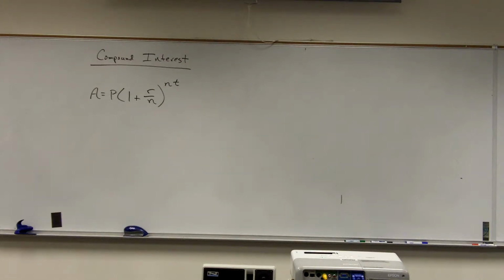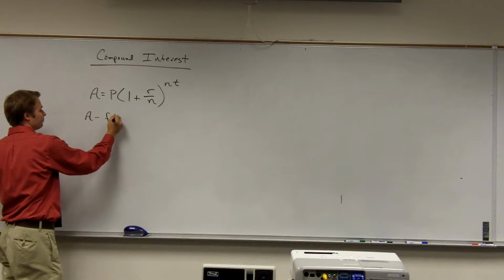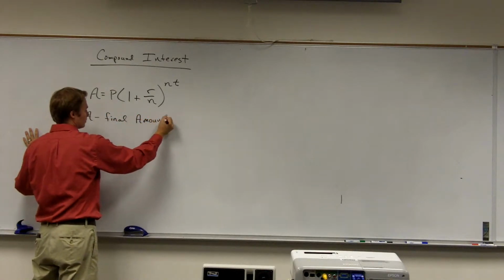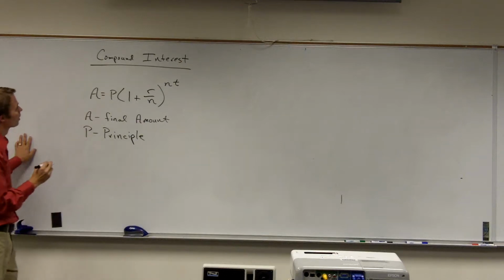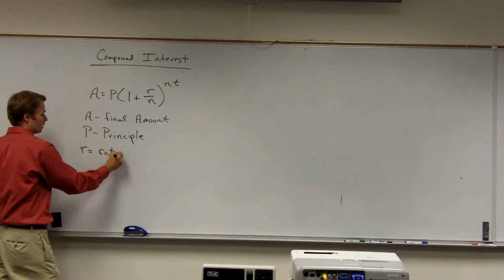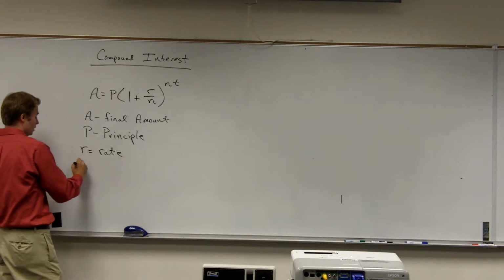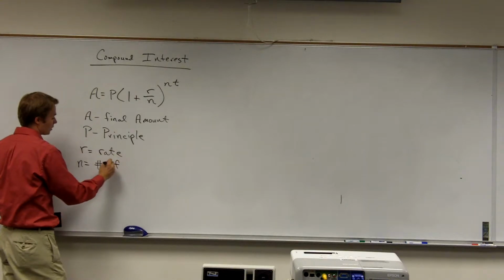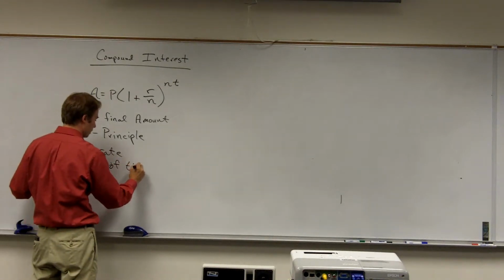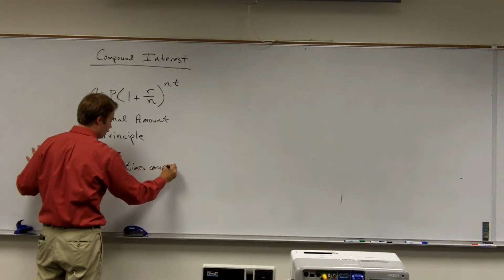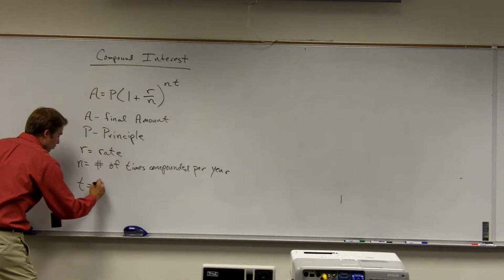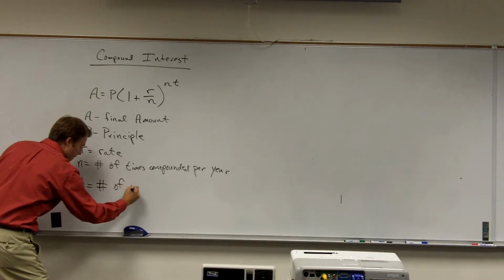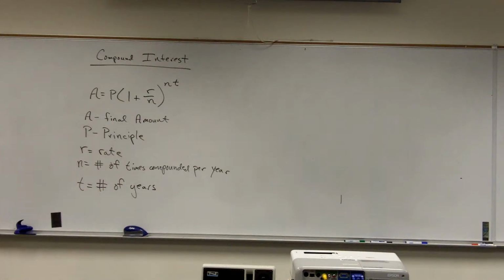Okay. So what does all this mean? Well, A is the final amount that you'll have. P is your principal, so how much you invest. R is the rate, so the interest rate. N is the number of times compounded per year. We'll talk about this in a second. And then T is just the number of years. Okay, so time in years. So if you're doing half a year, for example, T has to be 0.5, not 6 for 6 months.